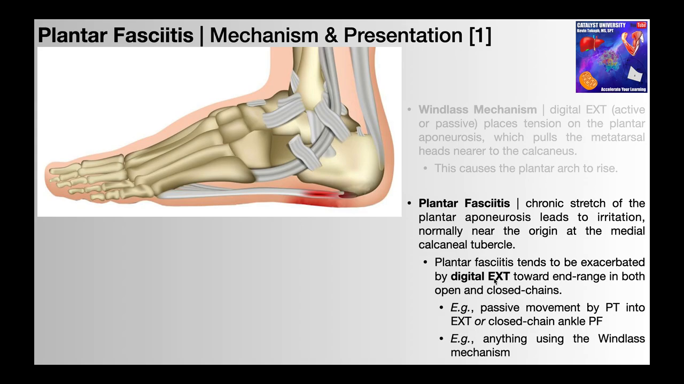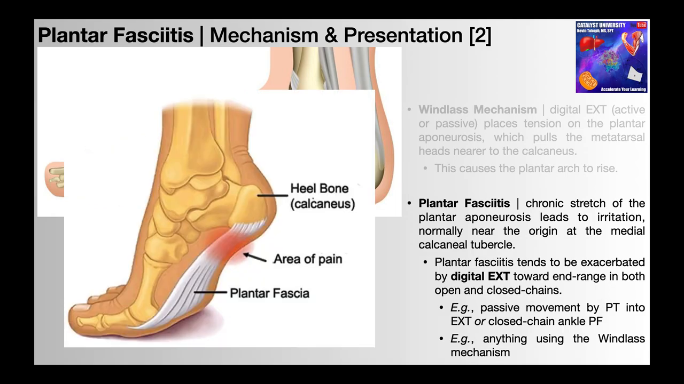And so examples of things that might activate that Windlass mechanism would be passive movement of the toes into extension by a physical therapist or someone else, or even closed chain ankle plantar flexion where you're coming up onto the balls of your feet. You would also see this during push off of gait. Really anything that activates the Windlass mechanism is going to further irritate that plantar fascia.